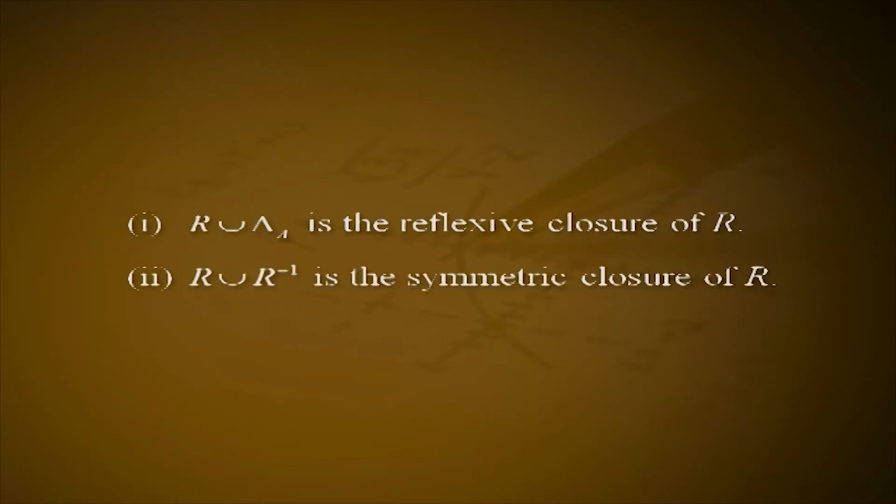Theorem 2. Let R be a relation on a set A. Then 1. R union delta sub A is the reflexive closure of R. 2. R union R inverse is the symmetric closure of R. In other words, reflexive of R is obtained by simply adding to R those elements (a, a) in the diagonal which do not already belong to R, and symmetric of R is obtained by adding to R all pairs (b, a) where (a, b) belongs to R.